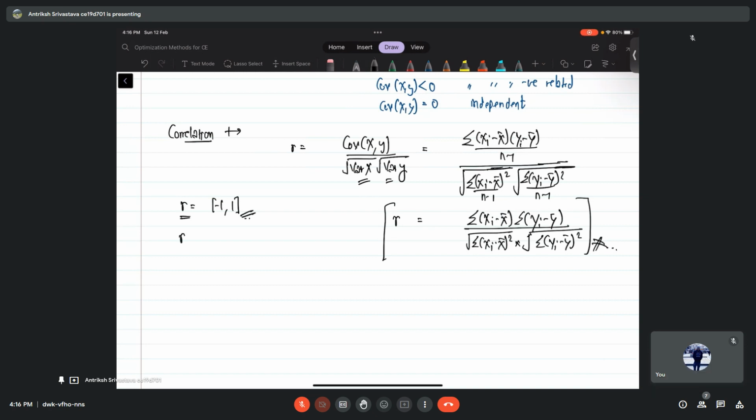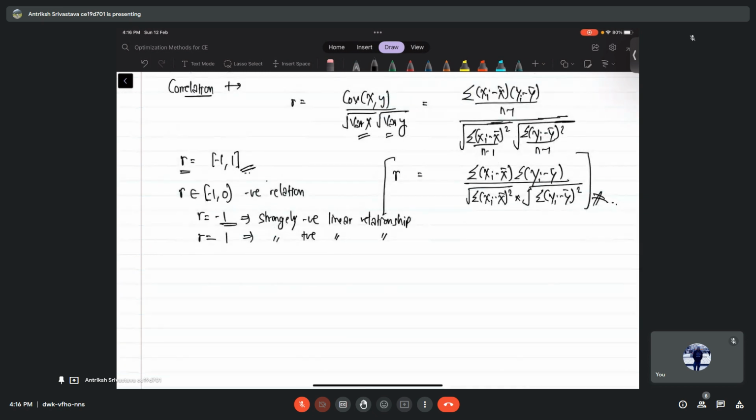And the same thing, when covariance is less than 0, that means r also is less than 0. Let's write it like this: when r belongs to minus 1 to 0, so minus 1 included and 0 excluded, we have a negative relationship. And when r is equal to minus 1, we have a strongly negative linear relationship. When r is equal to plus 1, we have a strongly positive linear relationship.